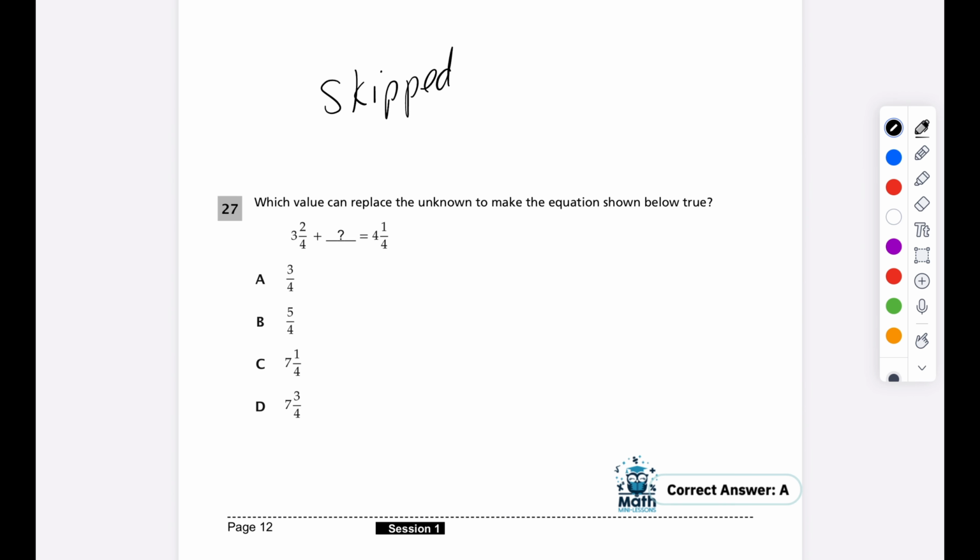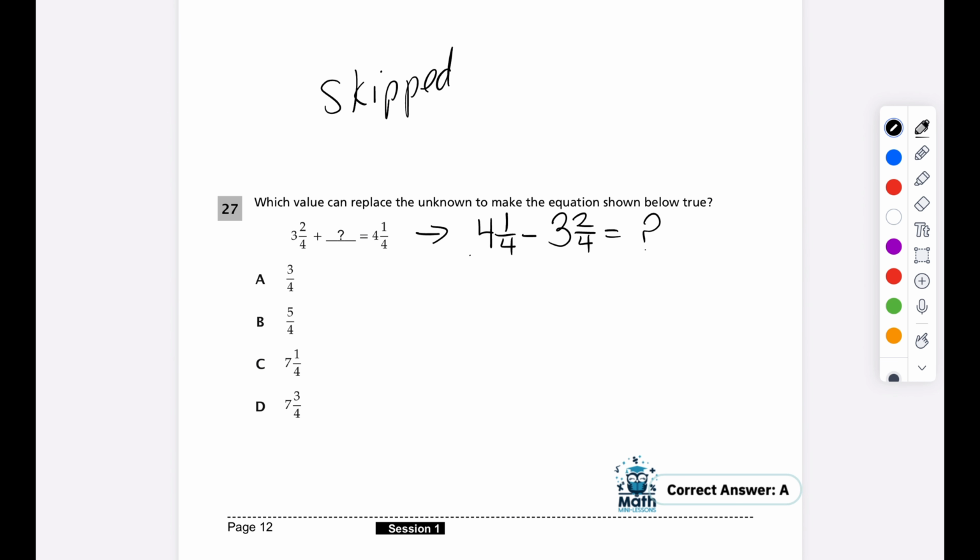So the first thing I would do in a problem like this is, if I know 3 2/4 plus some number equals 4 1/4, I'm going to rewrite this using subtraction. 4 1/4 minus 3 2/4 is going to give me that number. So that's the first thing. Luckily, we see that both denominators are exactly the same, but I don't have enough to subtract, so I have to do some regrouping here.